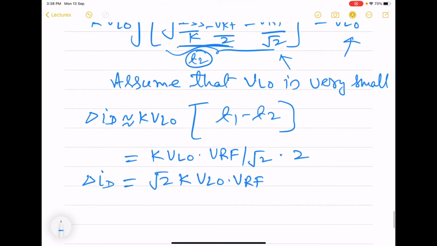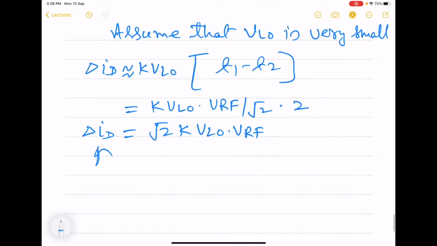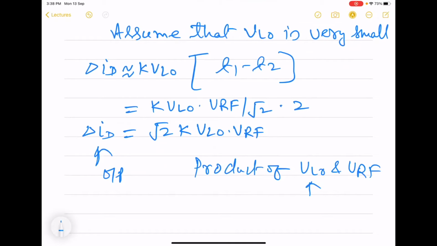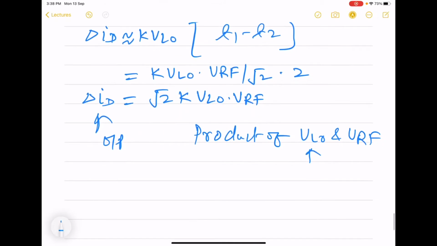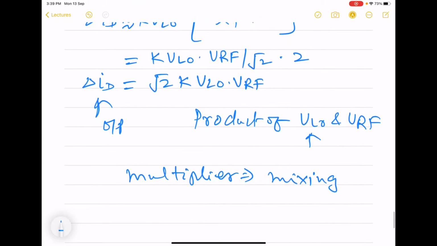So now we can see that the output current is now a product of VLO and VRF, provided VLO is small. So here we see that we get a multiplier. So this implies mixing can be done using this circuit. But here the issue is that this is not exact, rather this is approximate.